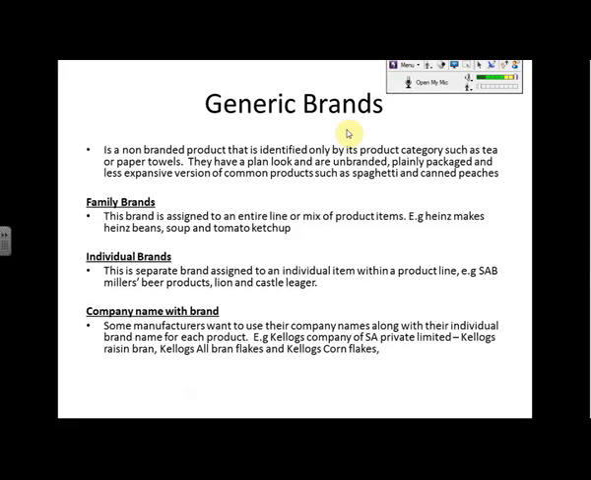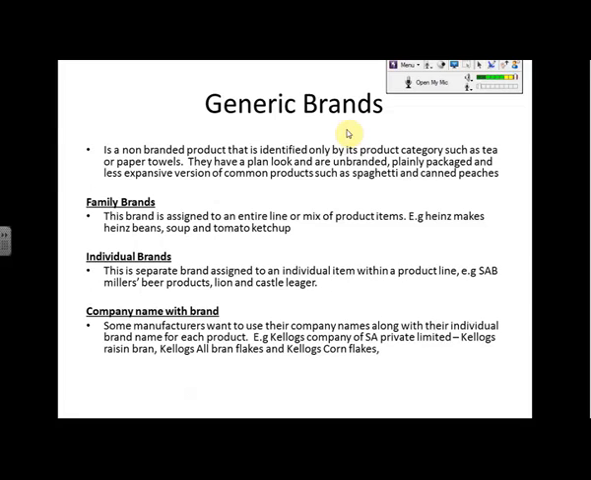The first one is what are known as family brands. This brand is assigned to an entire line or mix of product items. For example, the Heinz makes Heinz beans, they make Heinz soup and tomato ketchup. We also look at individual brands. This is a separate brand assigned to an individual item, right, within a product line. For example, SAB Miller's beer products, Lion Lager, Castle Lager, black label.